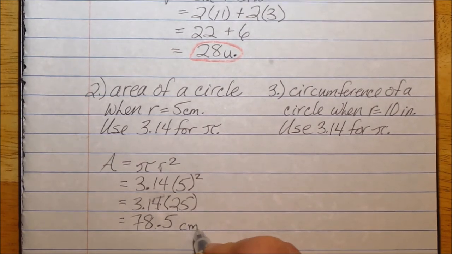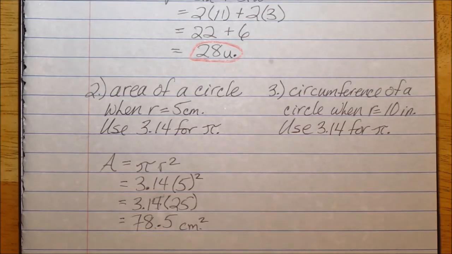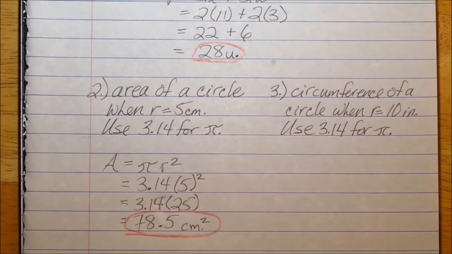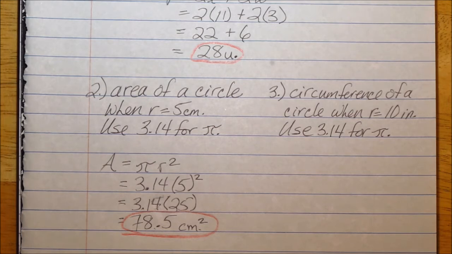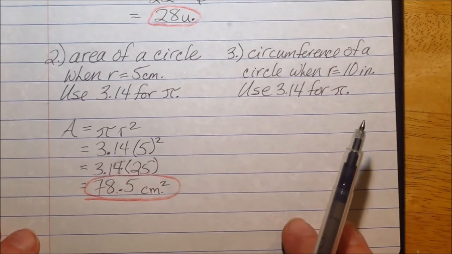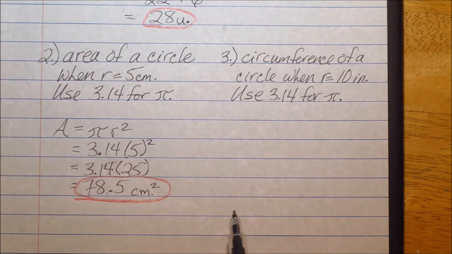And this is area, and they told us we're measuring in centimeters, so it's centimeters squared. So the area of this particular circle is 78 and 5/10 centimeters squared. All right, now we're working on the circumference of this circle. Oh, it's a different circle. It has a radius of 10.